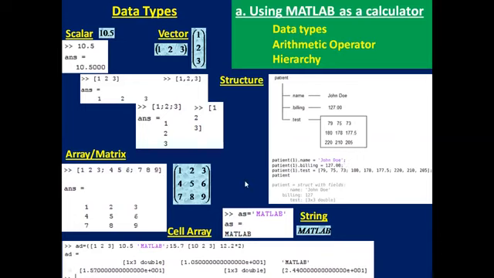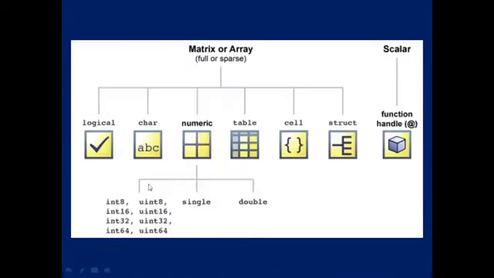So now we have discussed 6 different types of data. One is scalar, another is vector, then matrix, then cell array, then string, and then structure. So these are all the 6 data types we have discussed. This is actually another representation of data types.